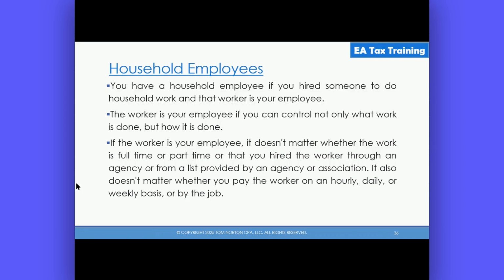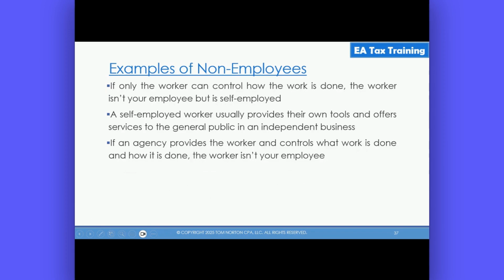If the worker is your employee, it doesn't matter whether they're full-time or part-time. Doesn't matter how you came to hire them. It doesn't matter if you pay them by the hour or the day or the job. If they are your employee, they are your employee, and you have to follow these rules.